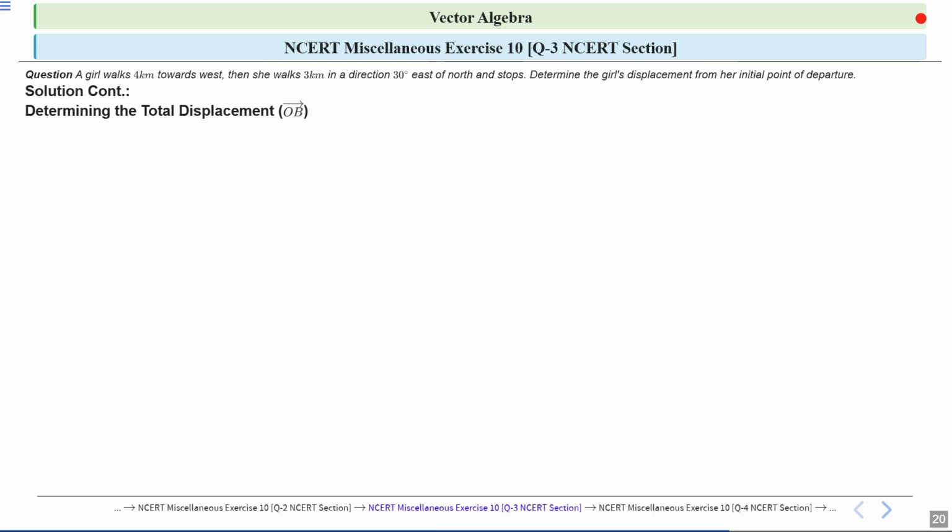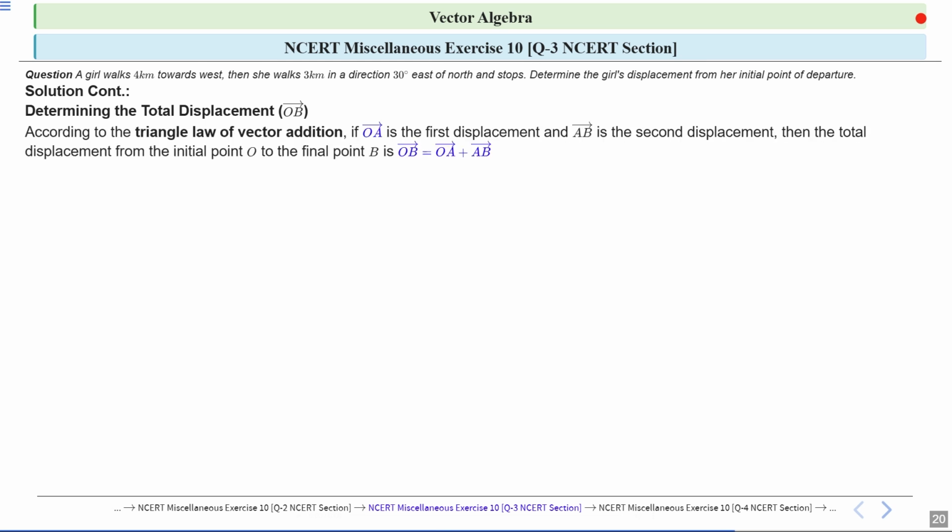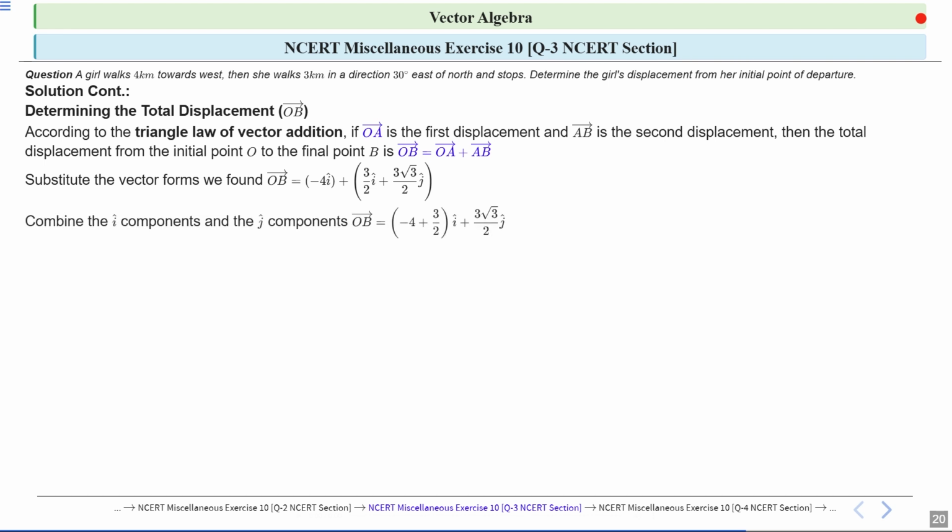Now determining the total displacement OB vector. According to the triangle law of vector addition, if OA vector is the first displacement and AB vector is the second displacement, then the total displacement from the initial point O to the final point B is OB vector equals OA vector plus AB vector. Now substitute the vector forms we found. OB vector equals minus 4 i cap plus 3 by 2 i cap plus 3 root 3 by 2 j cap. Now combine the i cap components and the j cap components.